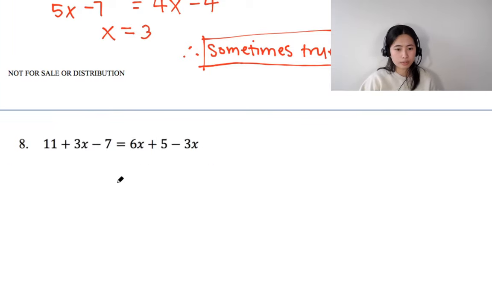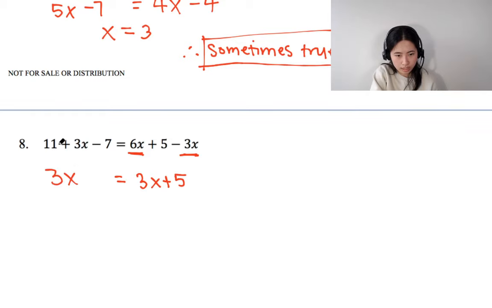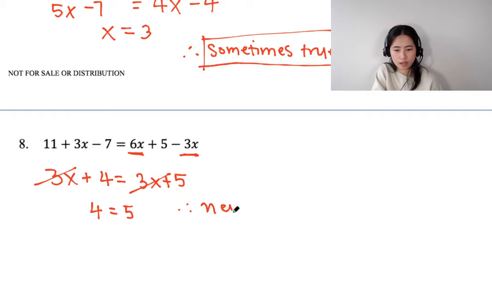Okay, so let's try to group the like terms. We have 6x and negative 3x, so that would give us 3x plus 5. And on the other side, you have 3x, and this is 11 minus 7, which is going to be equal to positive 4. As a result, you can cancel the 3x out, because if you move 3x to the opposite side of the equation, you're going to get 0. So as you can see, you're going to have 4 is equal to 5, right? So this is never true because you can't have this equation.